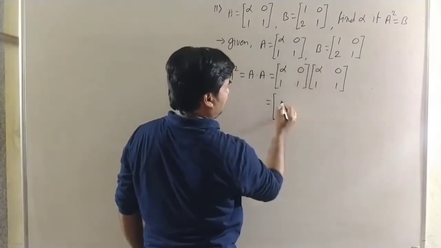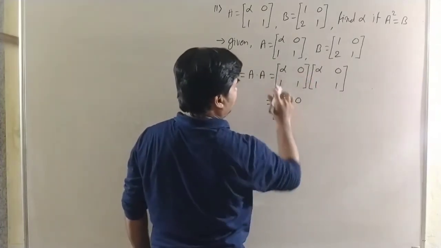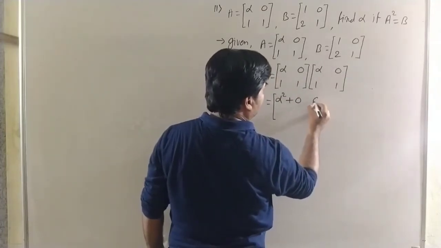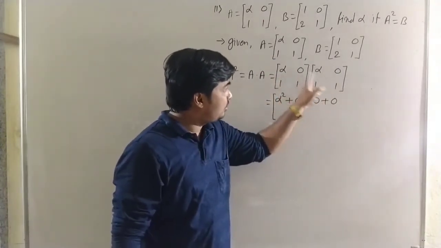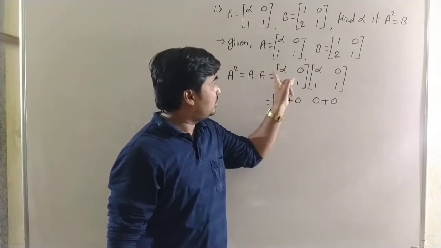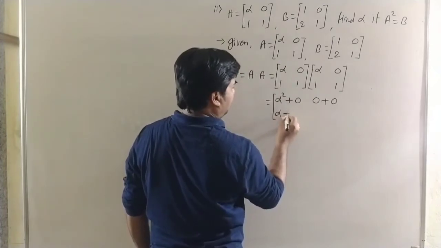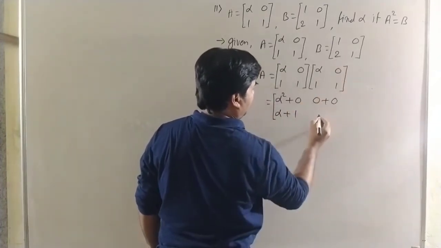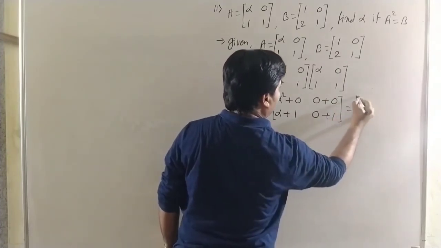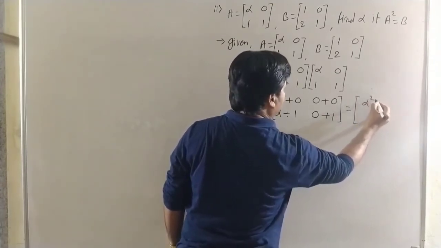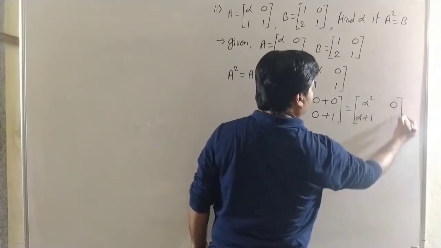Here, first row, first column, that is alpha square plus 0. Then first row, second column, it is 0 plus 0. Alpha into 0 is 0, and 0 into 1 is also 0. Now the second row first column, it is alpha plus 1, and second row second column, it is 0 plus 1. Therefore A square is [alpha square 0; alpha plus 1 1]. It is the value of A square.